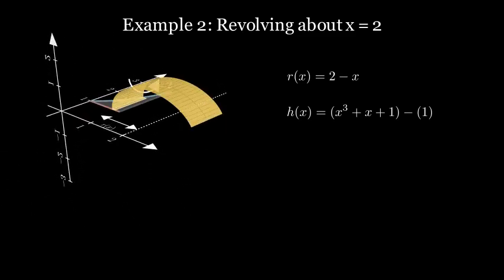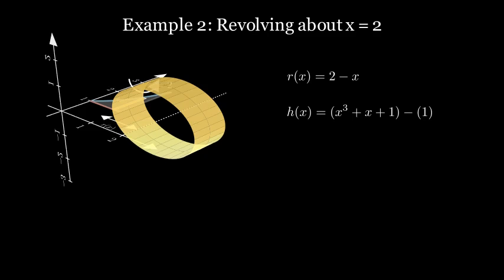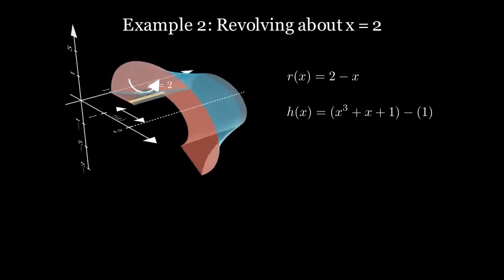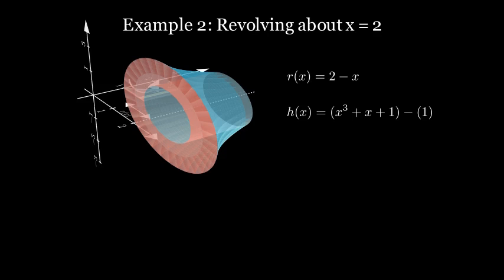Spin just this one slice all the way around the line x equals 2, and it traces out a hollow cylindrical shell sitting away from the axis. Since the region never actually touches x equals 2, stacking infinitely many of these shells, from x equals 0 out to x equals 1, sweeps out the full solid, a hollow bowl shape with a cylindrical hole running through the middle, because the region never reaches the axis of rotation.